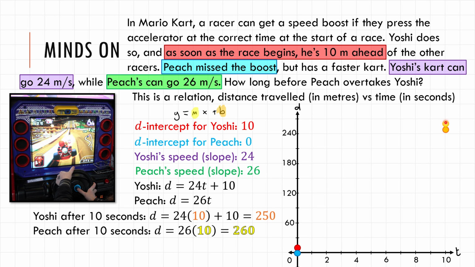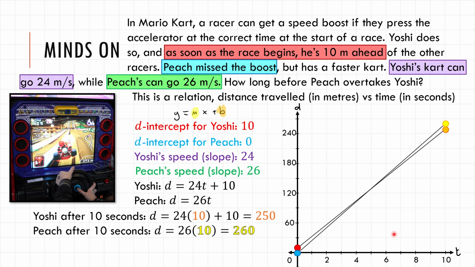And now what we can do is connect these with straight lines, just like this. Notice that the red goes to the orange, the blue goes to the yellow. The red to the orange, that's Yoshi. The blue to the yellow, that's Peach. So we can clearly see that after just 10 seconds, Peach has already regained the lead. Peach has traveled a distance that is more than Yoshi. Yoshi got that boost and Peach is still ahead of him.